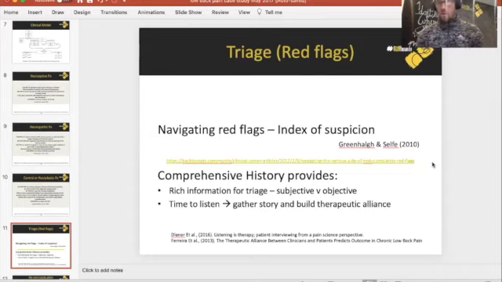The next part of our approach is the history, and it's a comprehensive history that we go about not limiting ourselves with any time, because we get so much rich information for triage in there. This is where we get most of the information about our diagnosis that then our objective examination is just trying to prove or disprove. And it gives us time to listen.